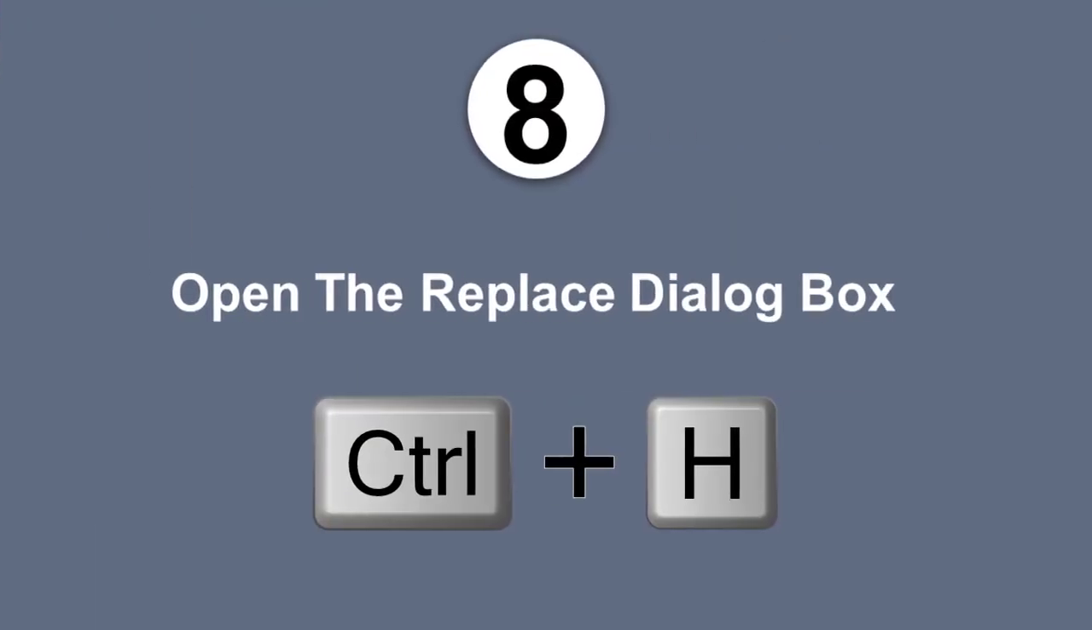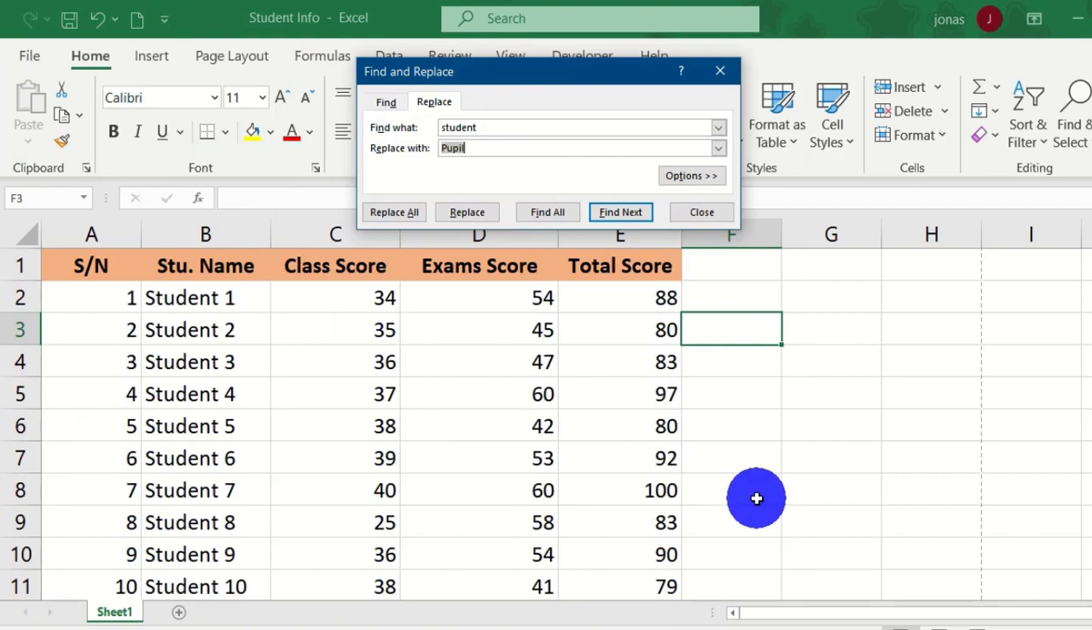The next keyboard shortcut is Ctrl plus H. This is used to open the Find and Replace dialog box. So if I hold Ctrl plus H, this helps you to replace certain content in your worksheet by finding that particular content you want to replace.